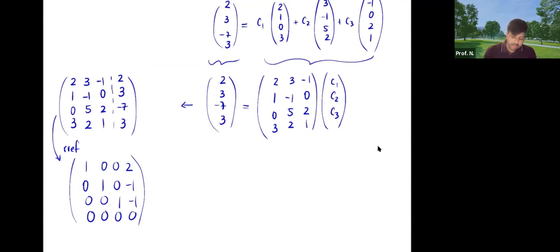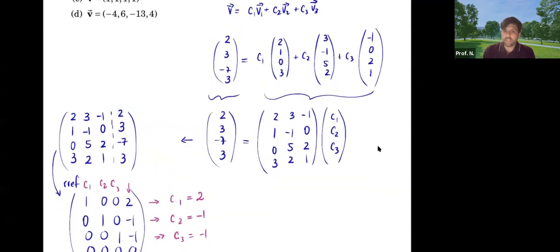Well, remember that this is the augmented column, and the other columns represent the three variables. So if we read this first row off, we're really saying x1 is equal to 2. So essentially, we solve the system. x2 is equal to -1, and x3 is equal to -1. Or I should be more consistent with the coefficients we're using here. We're using C1, C2, and C3. These are my unknowns. And so I solve the system.